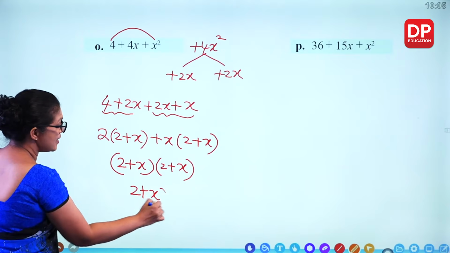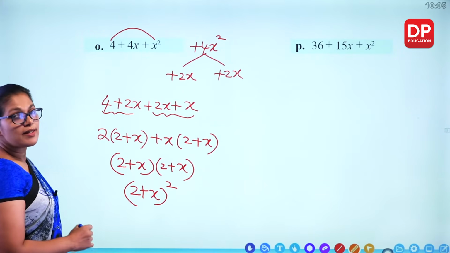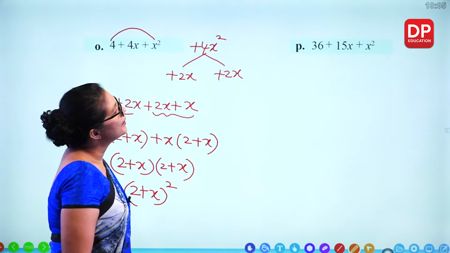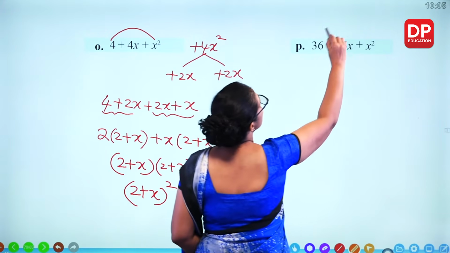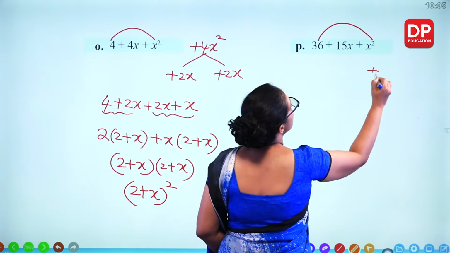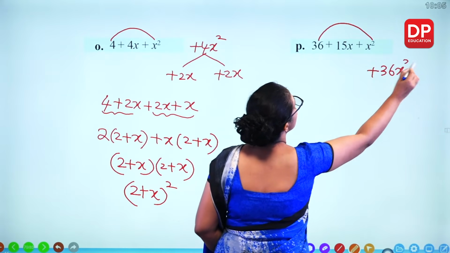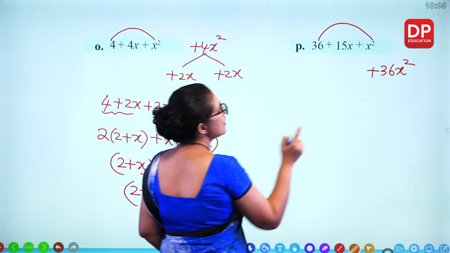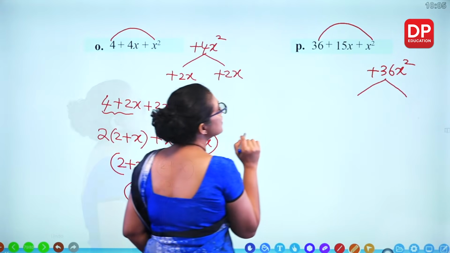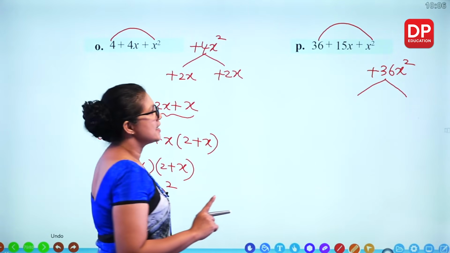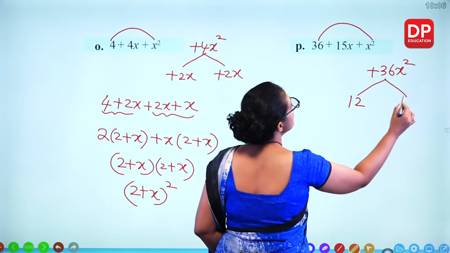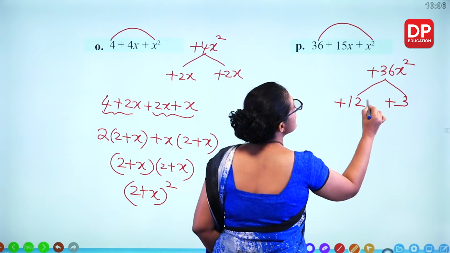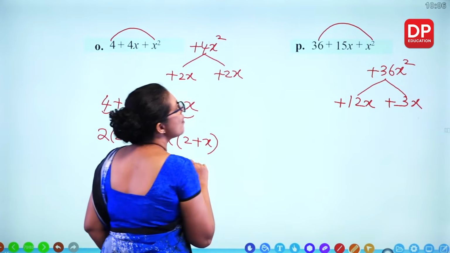I can write this one as a square term like this. Again this one. When you multiply, you get positive 36x squared. Middle term is plus 15. So that means addition. What are the factors to get plus 15? 12 and 3. 12 plus 3, 15. So this is positive and this is also positive.